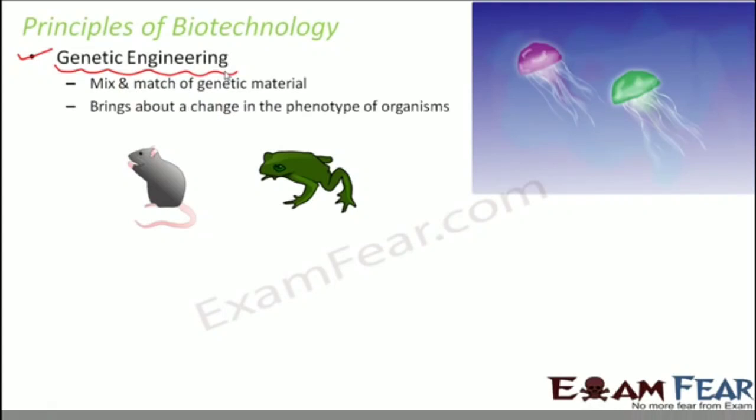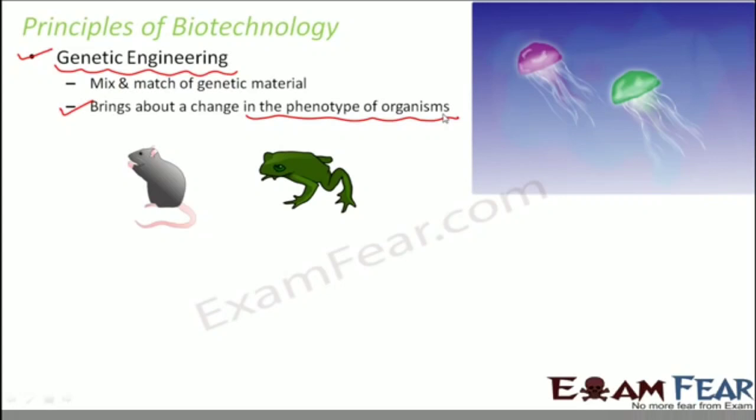So what is the result of genetic engineering? It brings about a change in the phenotype of organisms. By now, I'm sure all of you know what a phenotype and a genotype are. For example, remember Mendelian genetics. For a quick recap, when you talk of a tall plant, the tall is a phenotype. But when I say the genotype, it is going to be capital T, capital T. So that was your phenotype and genotype.